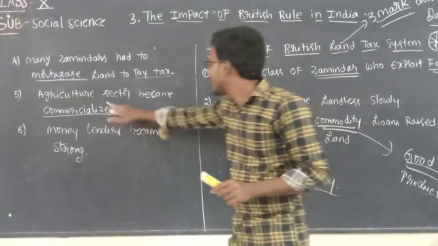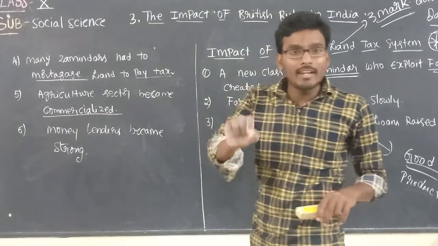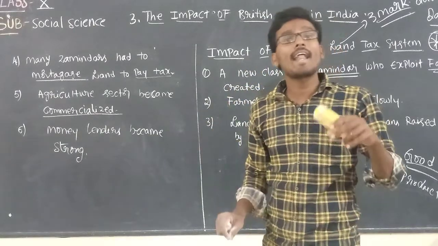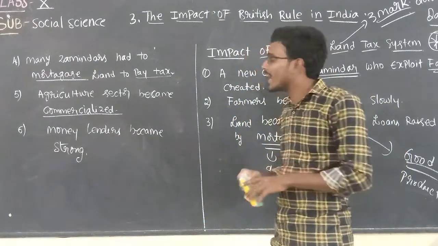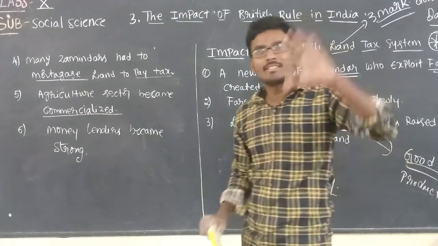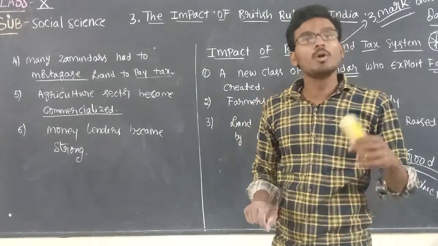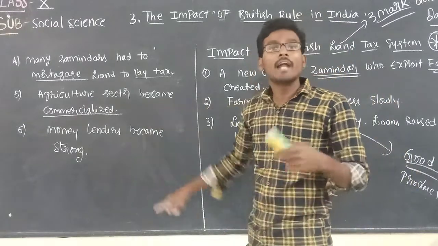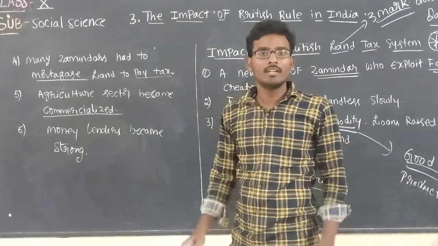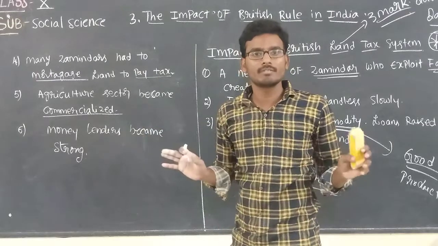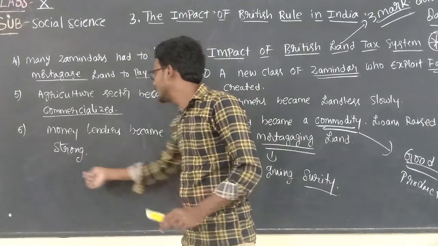Again, I will repeat. The agriculture sector became commercialized, which means the farmer had to cultivate the raw materials needed for the industries in England. Some industries are there in England, right? So for those industries, whatever raw materials are required, the Indian farmers had to grow them. That is the reason why the agriculture sector became commercialized. Everything was only because of trade. Likewise, the farmers are cultivating crops. Finally, money lenders become strong.